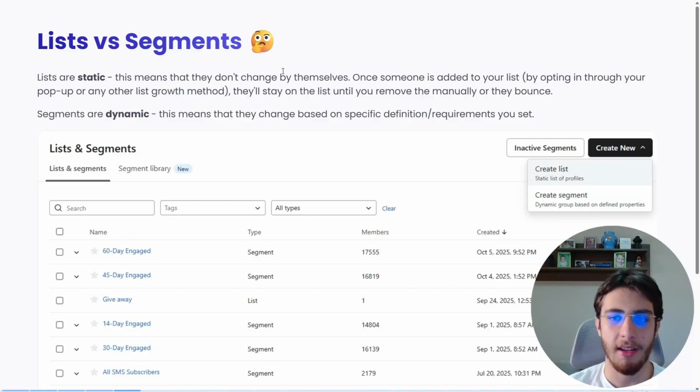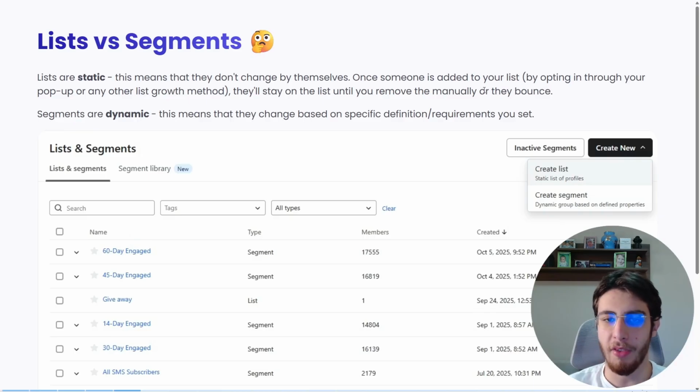Once someone is added to your list, they're going to stay on the list until you either manually remove them or they bounce. So that basically means they receive an email from you and the email address is not active anymore. It doesn't exist, whatever. Or it's like their inbox is full, whatever. So the email bounces and that is going to ruin your deliverability. So Klaviyo removes it for you, okay?